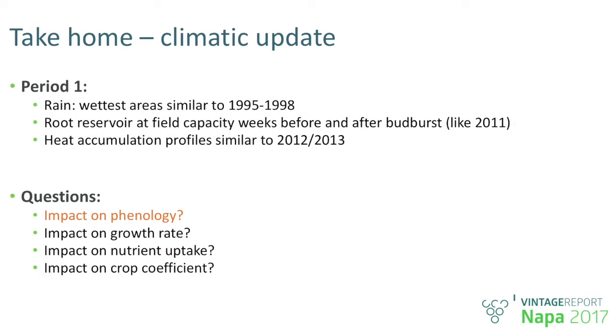But at this point, the first take-home I'd like to get from looking at the period 1 is that it was the wettest year we had and similar in terms of area distribution to 95 and 98. Like 2011, we started the bud burst and the initiation of grain growth with root reservoirs that were at their fullest. So no fear of growth rate being negatively affected by early water deficit. And the heat accumulation profile is relatively mild during the winter.